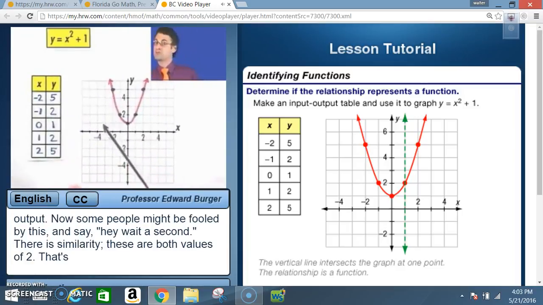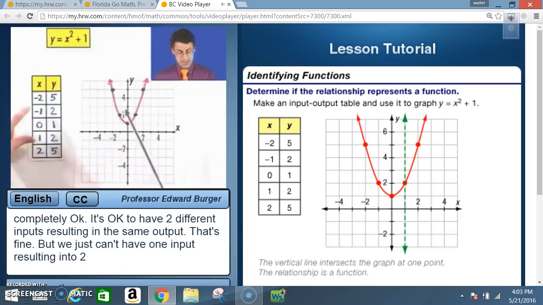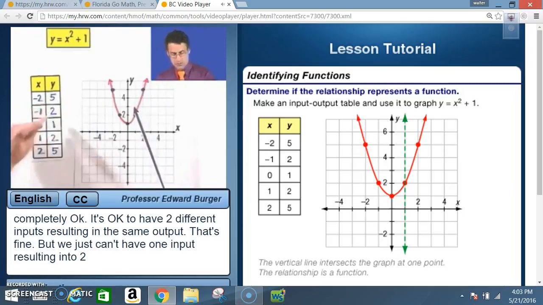Now, some people might be fooled by this and say, hey, wait a second. Look, there's a similarity here. These are both values of 2. That's completely okay. It's okay to have two different inputs resulting in the same output. That's fine. But we just can't have one input resulting in two different outputs.